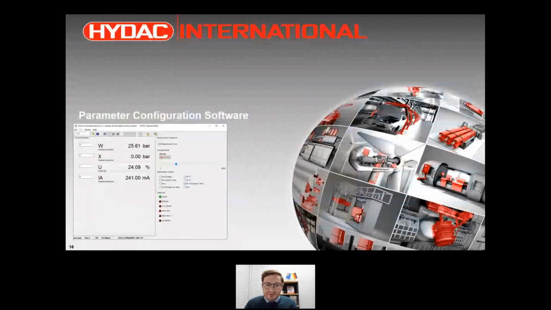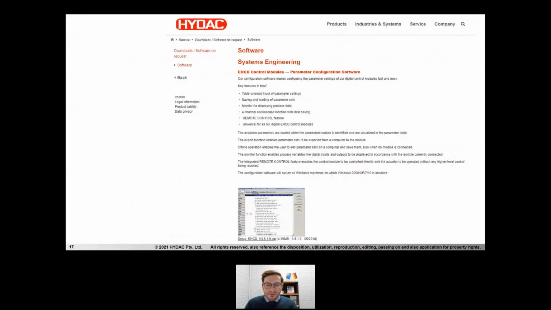I really want to go into our parameter configuration software, which is, I think, a really nice tool. We get a lot of requests for PLC projects and things like that, but a lot of the times these modules can actually perform the function of what a PLC could do if you don't have complex automation requirements. So the software is free, and it's available to download from the HYDAC website.